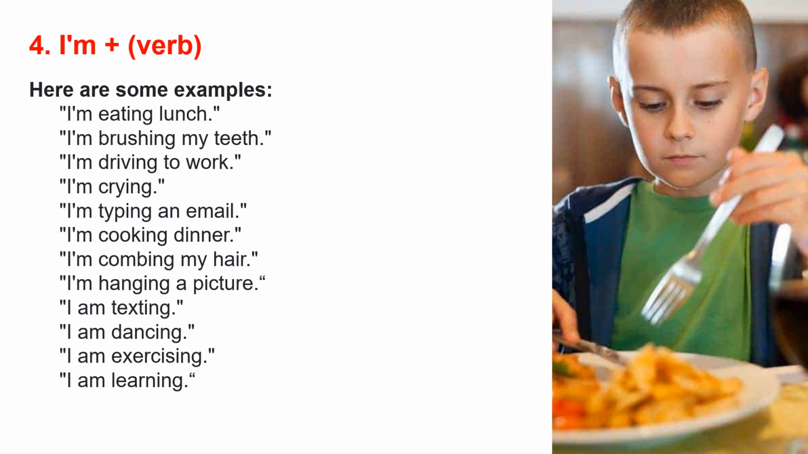I'm eating lunch. So here you can say I'm or I am eating lunch. So this is eat. But if you put ing, the T comes between two vowels. That's why it flips and you say eating. I'm eating lunch.